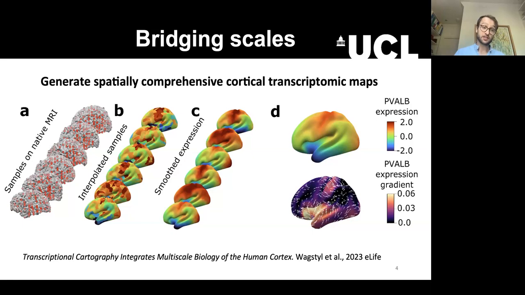So we took the 6 donor MRIs, mapped where the samples were to the cortical surfaces, interpolated the values, smoothed them, and then averaged them to generate an average map for each of the 20,000 genes. This is an example of the PVALB map. One immediate advantage that you can see is that for each of these maps, you can also generate the gradient, the rate and direction at which expression is changing, for each of the 20,000 maps.